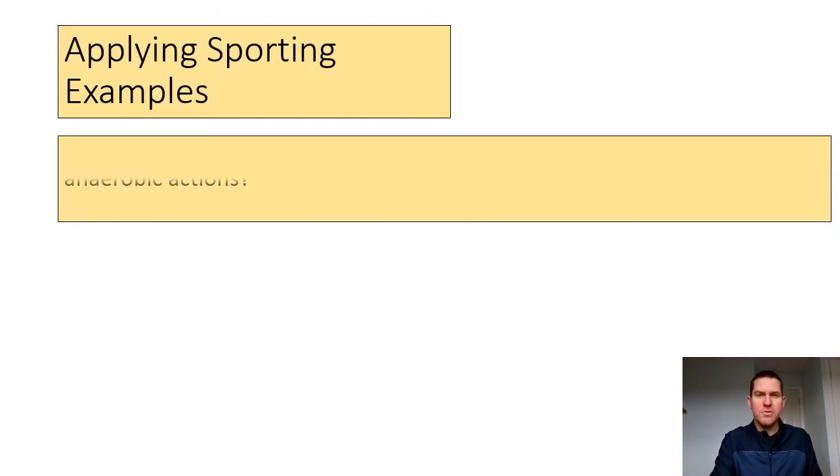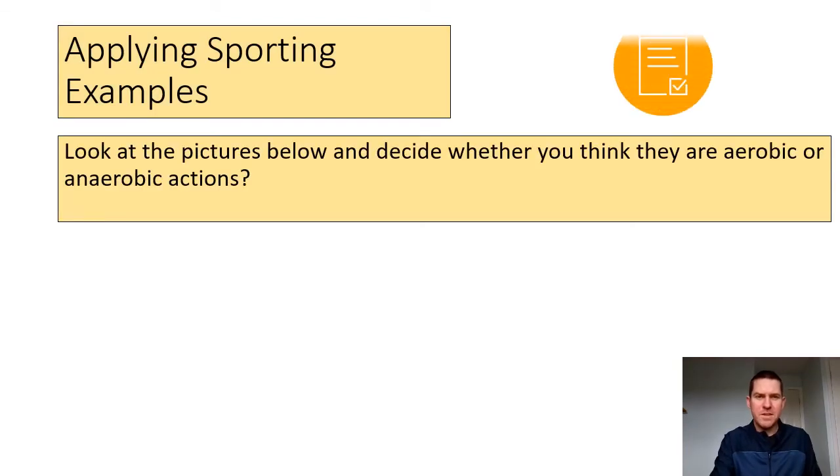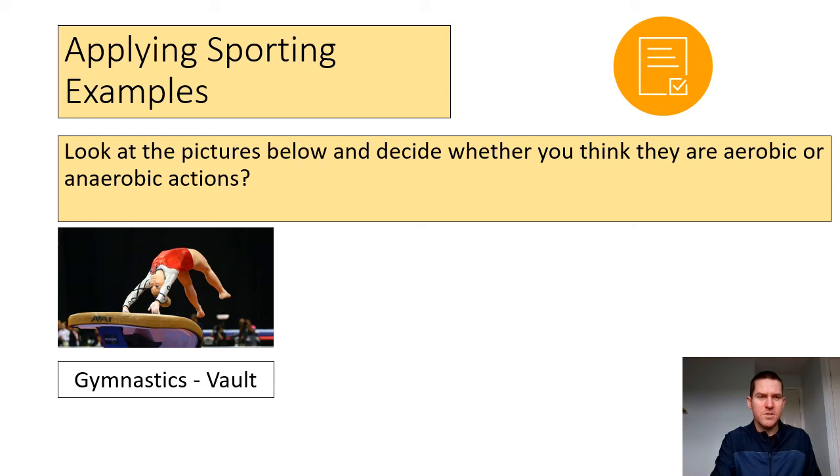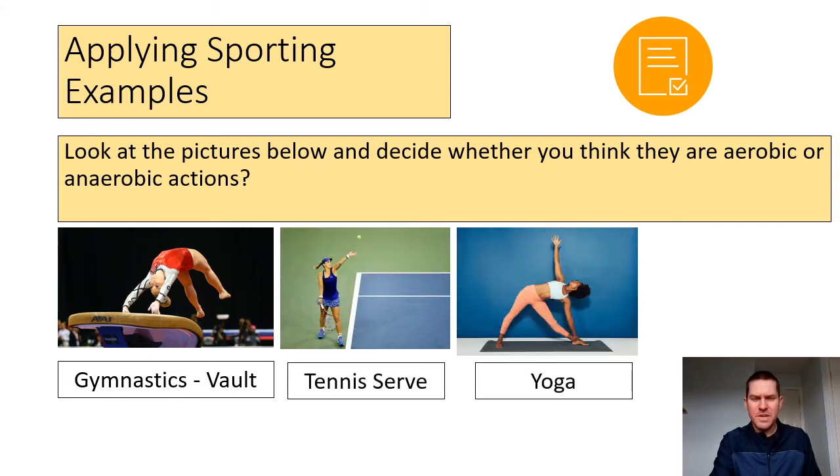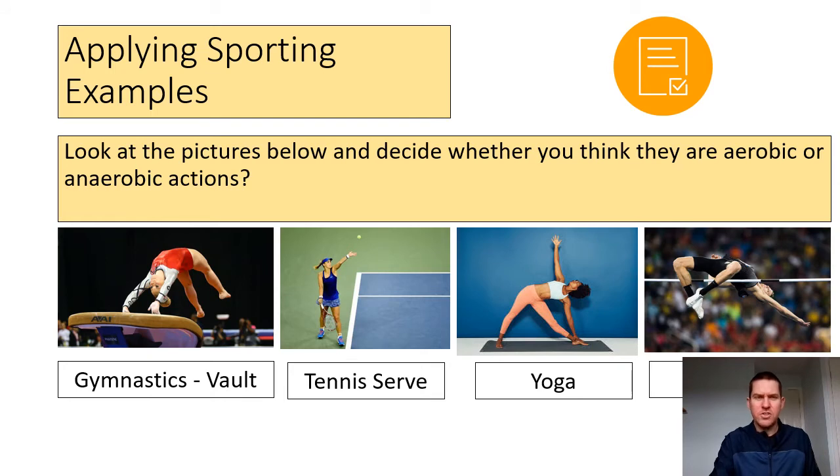So let's look at a few more examples. Again, do exactly the same thing for these next 4 sporting examples. So the first one, gymnastics vault, a tennis serve, yoga, and high jump. So again, pause your video, jot those down, and decide whether you think they're aerobic or anaerobic.